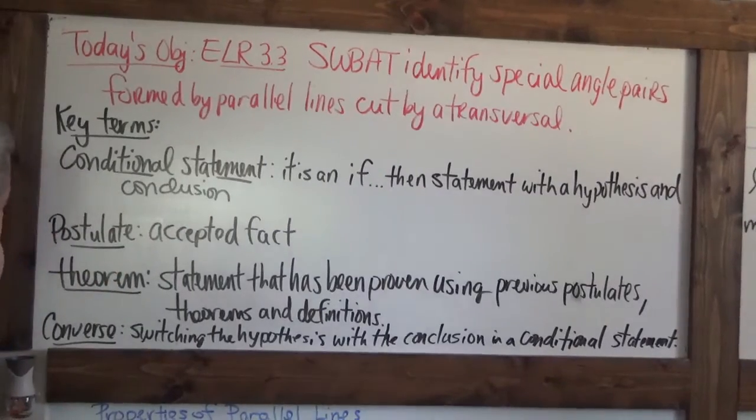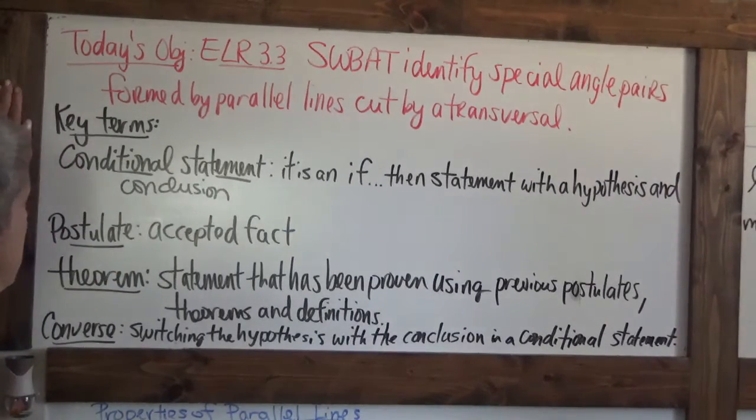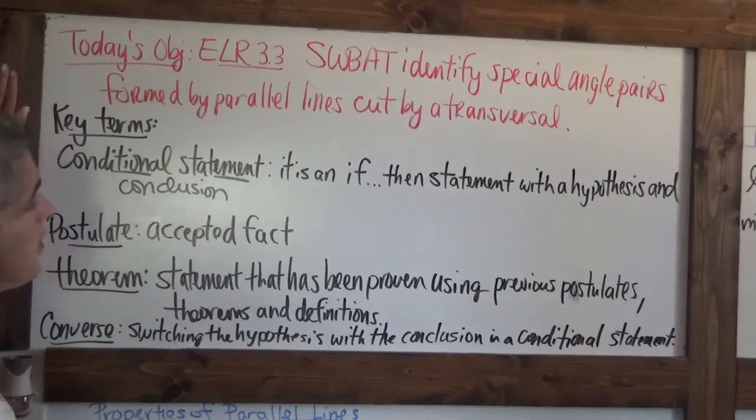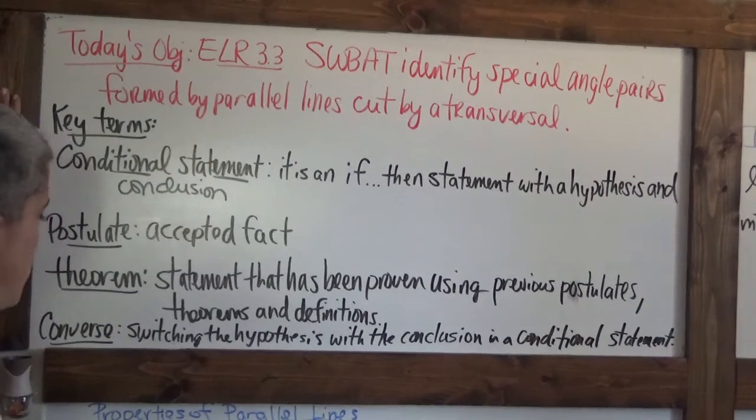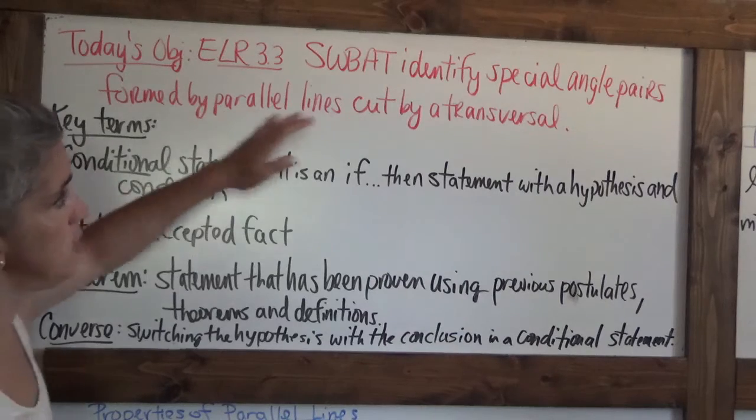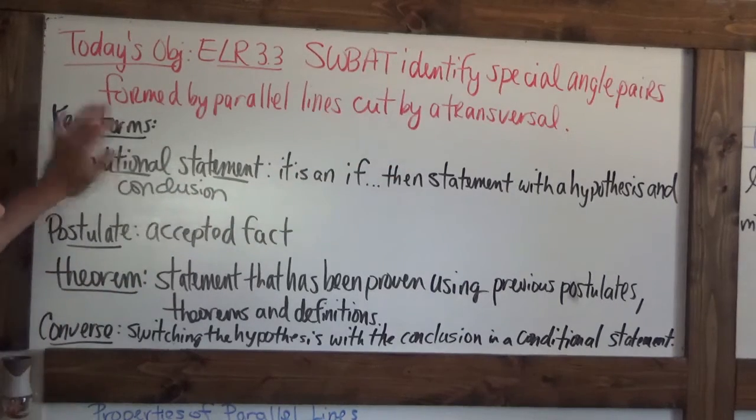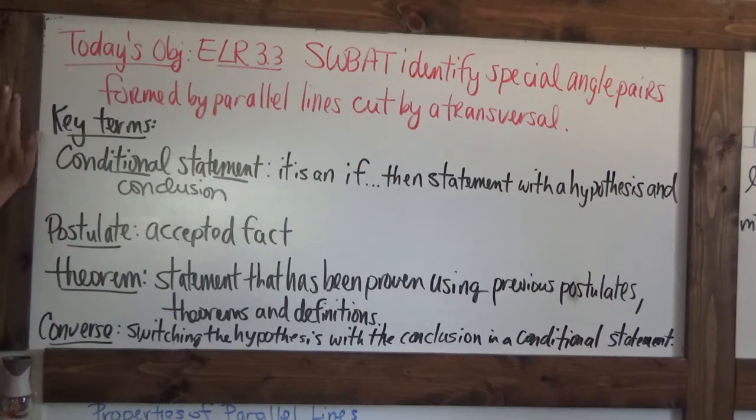Okay, today we're going to be talking about Chapter 3, Section 3, so 3.3. We're still continuing what we did yesterday, which was a pretty long lesson on identifying those special angle pairs when you have parallel lines cut by a transversal. So we're going to be reviewing them again, except this time we're going to be talking about specifically what is a theorem, a postulate, a conditional statement.